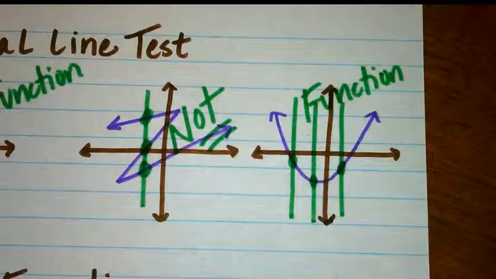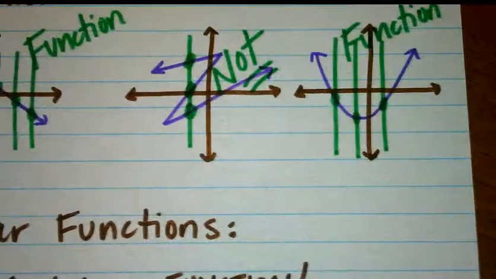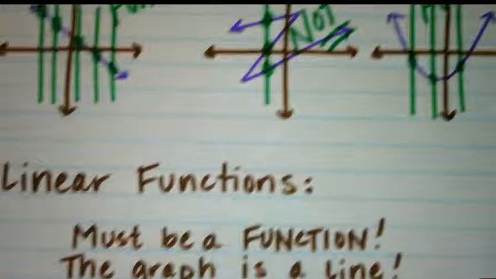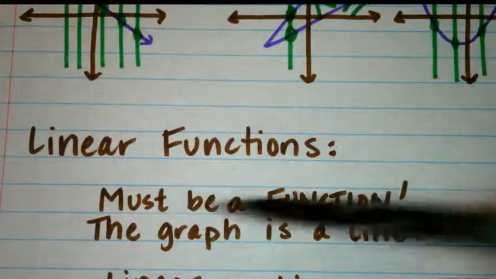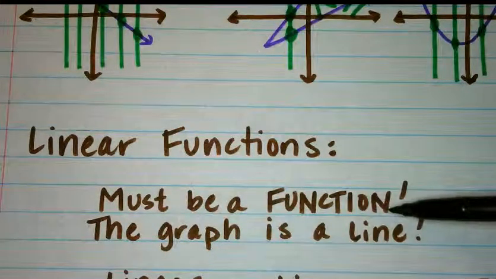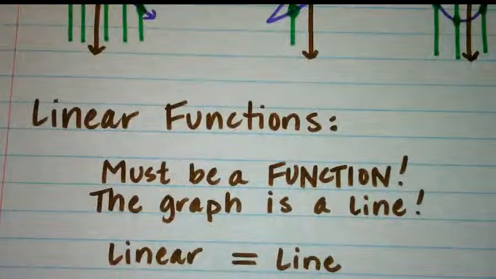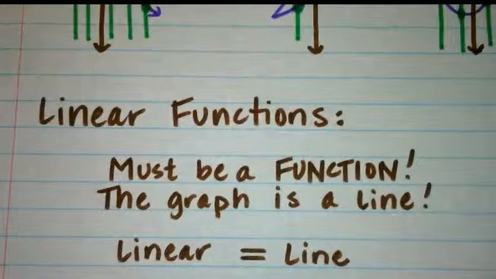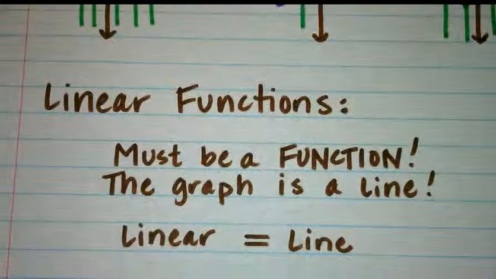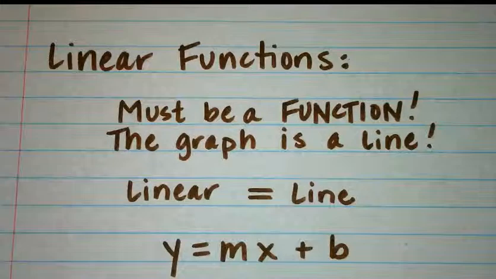Also in this unit, we looked at linear functions. And a function is linear if it is a line. So first, to be a linear function, it has to be a function. And then the graph has to be a line. And if you look at the word linear, you see the word line. So linear means line. You guys also learned that the equation of a line is y equals mx plus b.